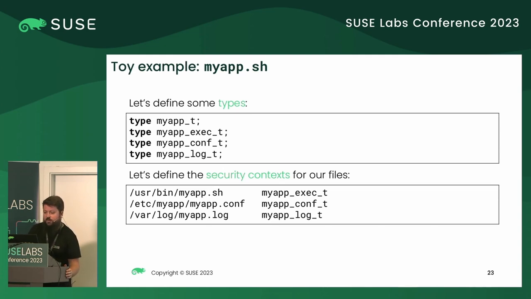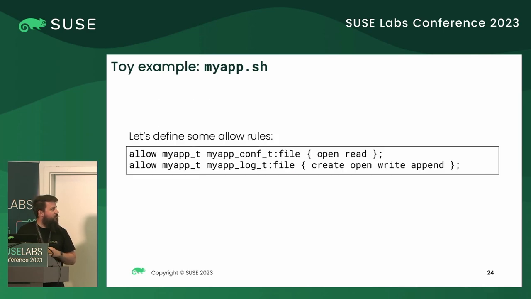Well, first of all, we're going to have to define a bunch of types, right? Let's define that when our utility is running, it's going to be running under the myapp_t domain. And then we also need to define the context of our files. So we want to say that our shell script on disk will be labeled myapp_exec_t, our configuration file that we just saw will be myapp_conf_t, and our log file will be myapp_log_t. So what does this then allow us to do? It allows us to say that the myapp_t domain can open and read a file that has a myapp_conf_t type, and the myapp_t domain can open, write, append, and so on, and create a file that has the type myapp_log_t, right? So our log file.